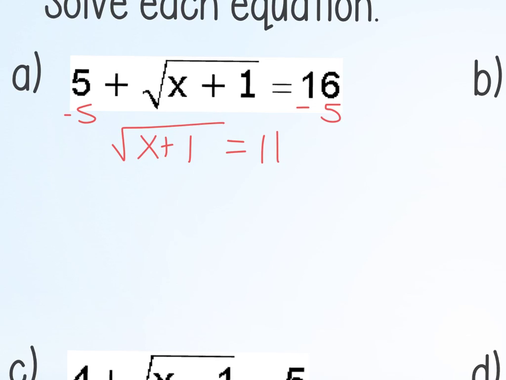So now my root is all by itself. How do I get rid of a square root? Square it. So I raise this whole side to the power of 2 and this side to the power of 2. And what happens when you square the square root? It cancels out. So on the left is x plus 1, and on the right, 11 times 11 is 121. And then how do I solve for x? Subtract the 1.